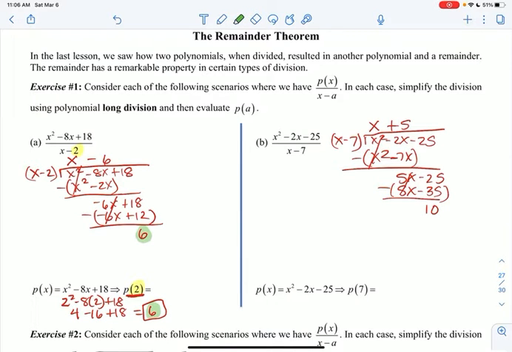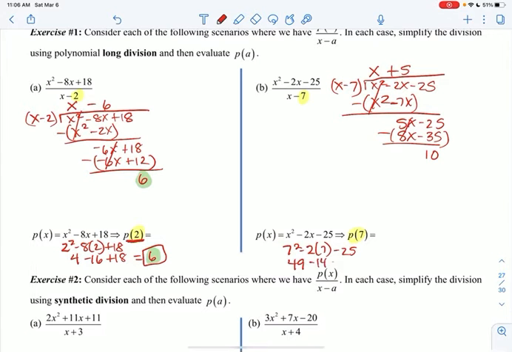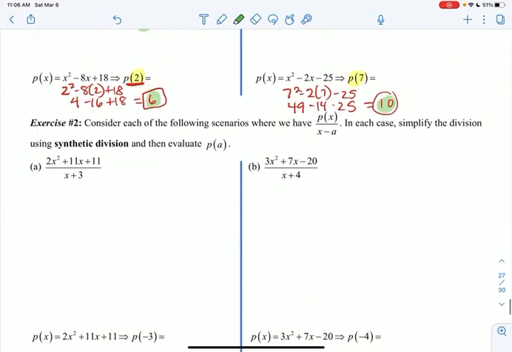All right, same thing. I want to evaluate p of 7. So 7 squared minus 2 times 7 minus 25. 7 squared is 49 minus 14 minus 25. So 49 minus 14 is 35. 35 minus 25 is 10. Well, look at that. The answer when I evaluate p of 7 is the same as the remainder that I get. Okay, interesting.